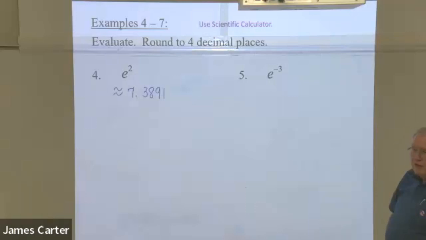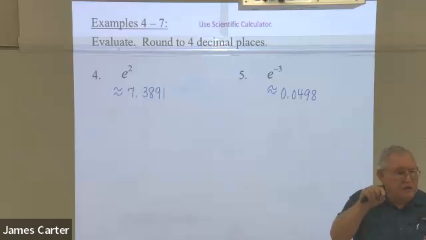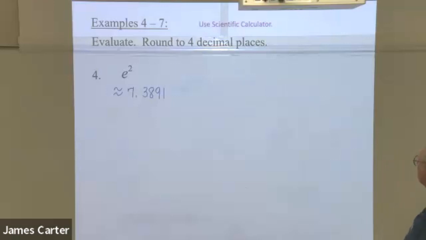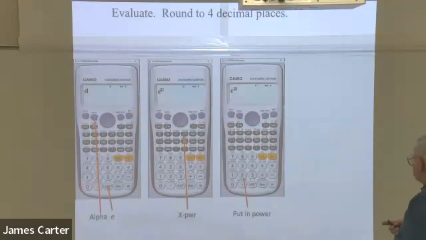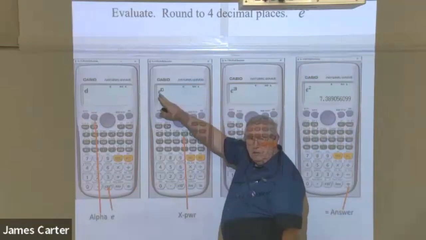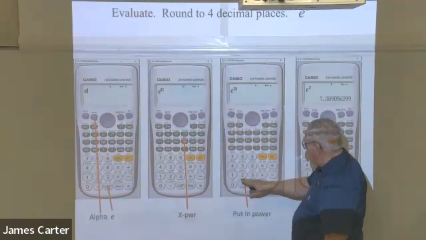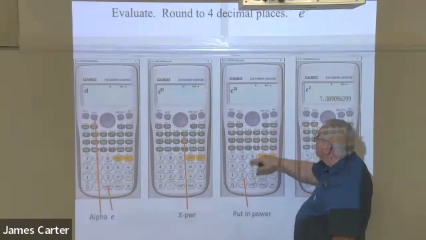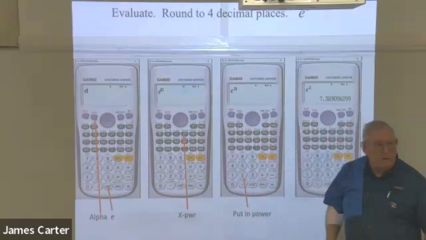e to the -3 power. Well, you put it in your calculator the same way, except when you put in that power, you hit the negative button, then the 3 instead of the 2. What am I talking about? Let's go back to this one. I had the box here. Instead of punching in a 2 this time, I would hit -3, equals.